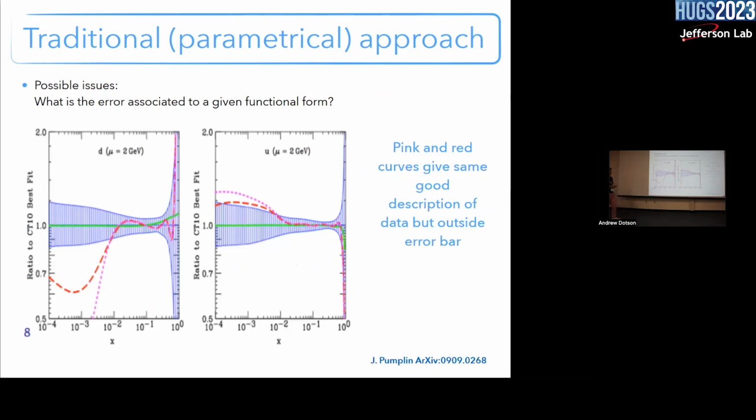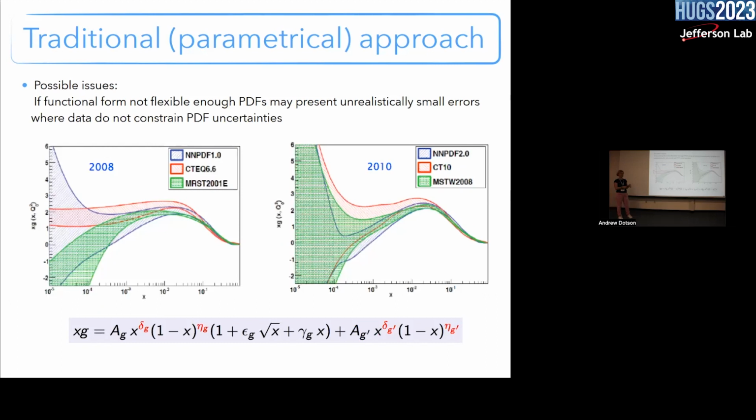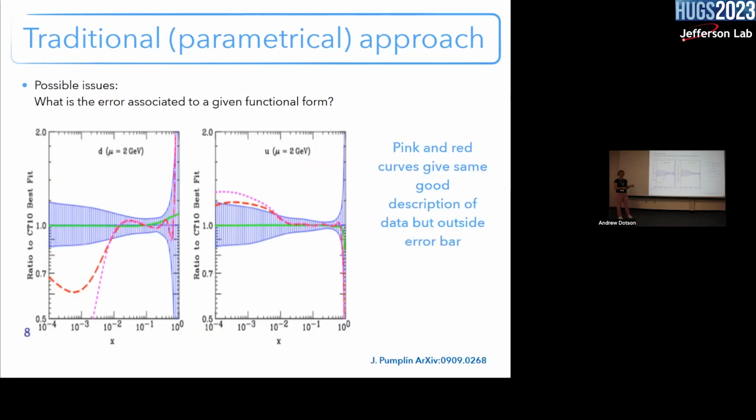In fact, I think Jon Pumplin was showing, with the CT10, this was the best fit normalized to its central value for the down quark distribution, and this for the up quark distribution. And he was showing that if you just choose a different polynomial parameterization, you can have the same good fit, but it goes outside the nominal error band that you have for your PDFs, okay? So this showed that more studies had to be done on how much you can stretch this parameterization to make it as general as possible, okay?